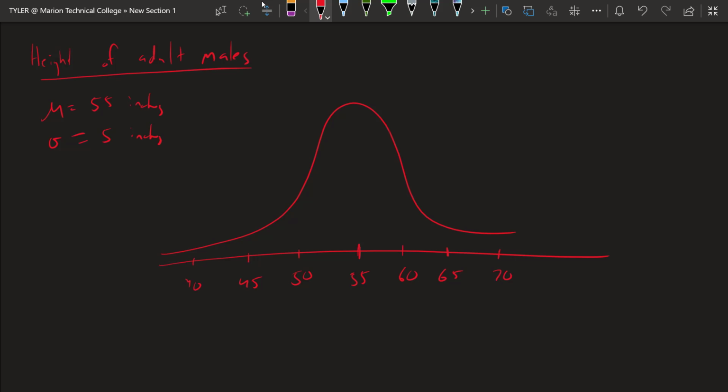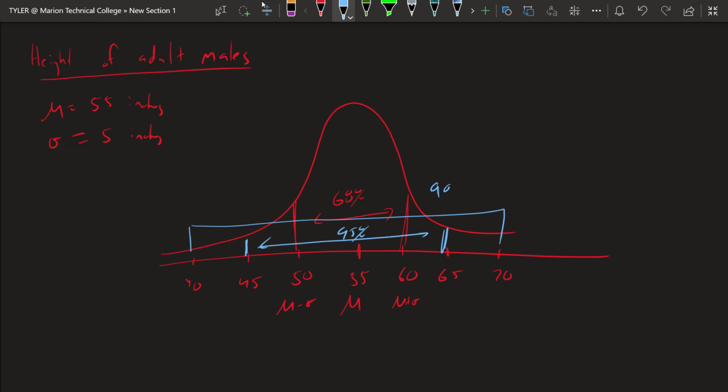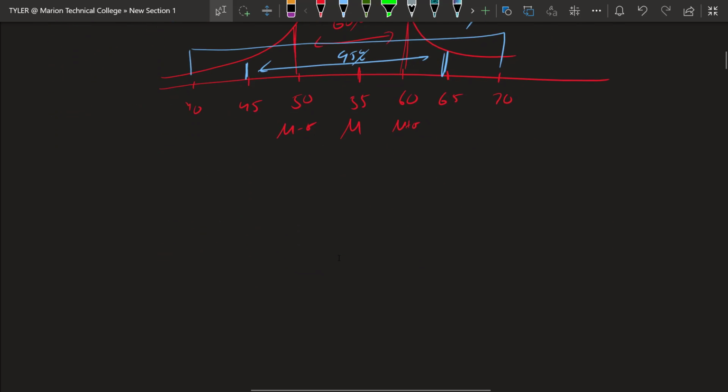And we've talked about the empirical rule, where if you're within one standard deviation of the mean, we would expect 68% of my data, right? So this is my mean, this is the mean plus one standard deviation, this is the mean minus a standard deviation, and so forth. And if we go two standard deviations out, between 45 and 65, we would expect 95% of my data. And if you're within three standard deviations, we would expect 99.7% of the data, right? So remember, this is called the empirical rule. So that's one idea we've talked about with this.